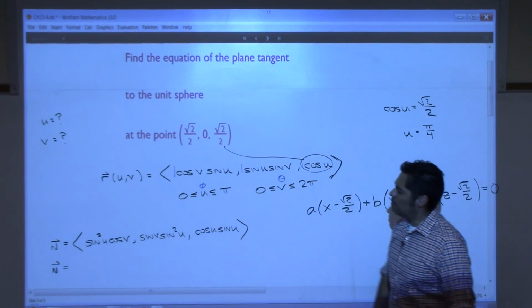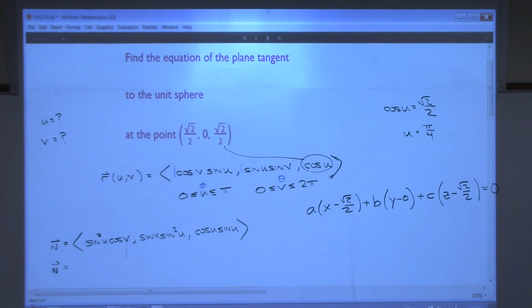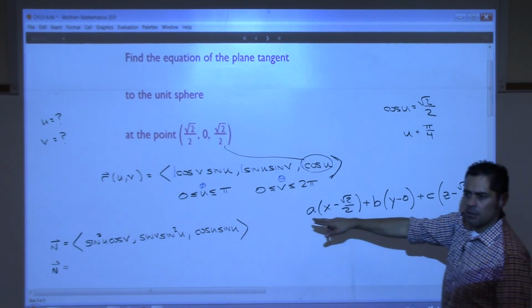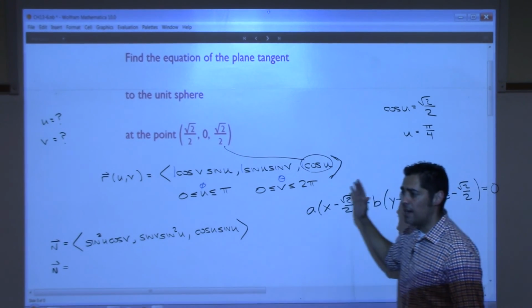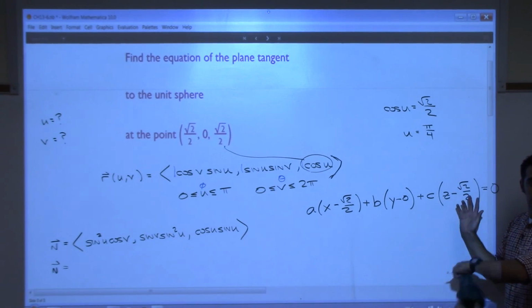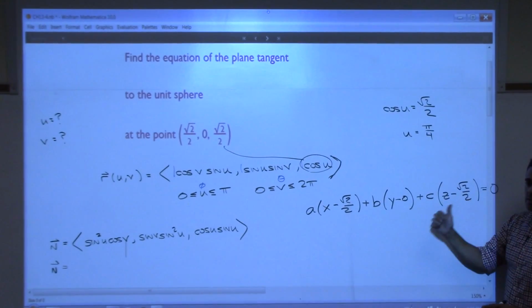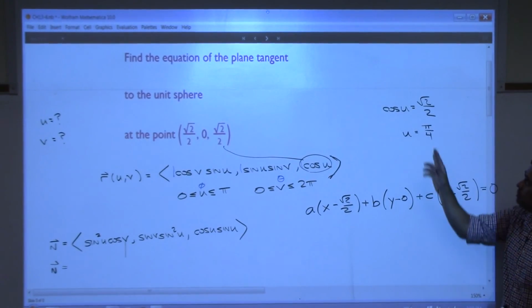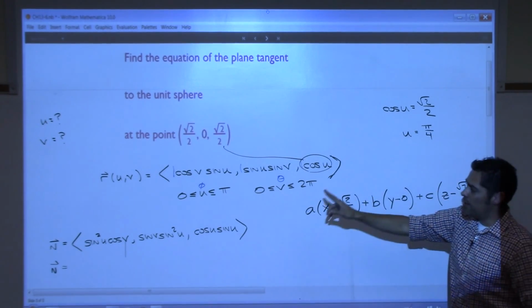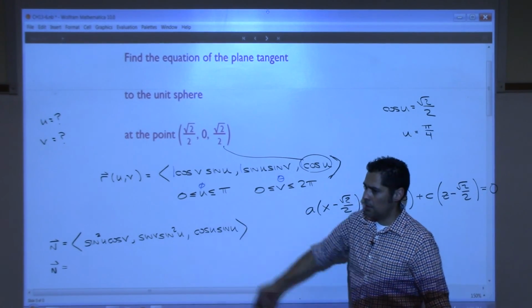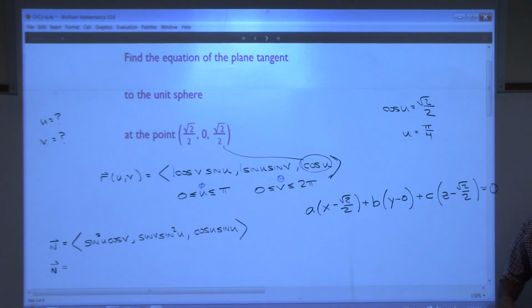No, wait, not 3 pi over 4. It's over in the fourth quadrant, isn't it? Which is outside of my range, right? Cosine is the x coordinate on the unit circle. That's only positive in the first and fourth quadrants. So pi over 4 is the only solution that lives in here. Okay, so we've nailed down what u is, right?